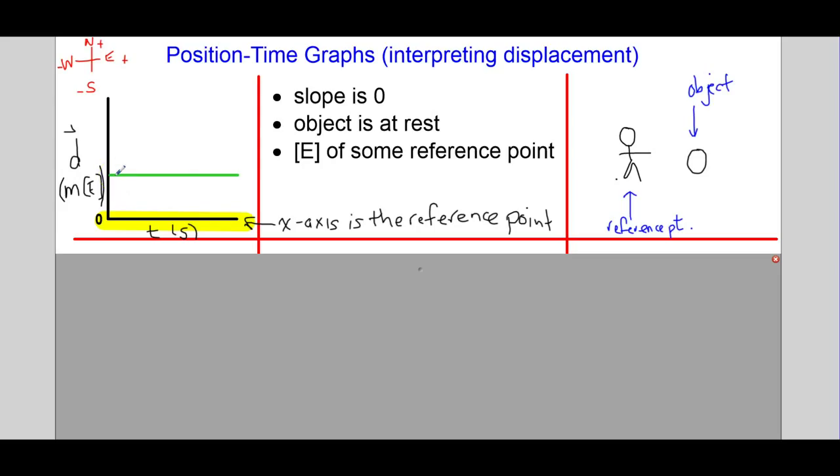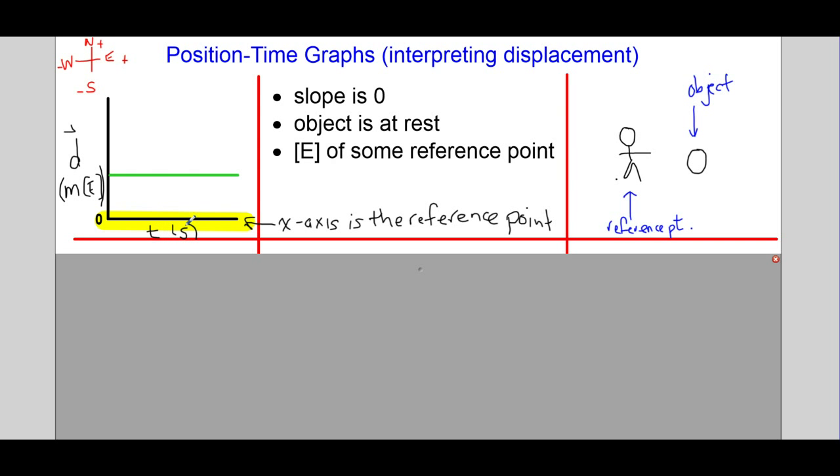What else can we say about it, though? It is above the x-axis, so we can say that it is east of some reference point. If we actually had numbers on this graph, we could actually say how many meters east it was of some reference point. But remember, this horizontal line here, this x-axis, is our reference point. We relate all of our directions in relation to this.